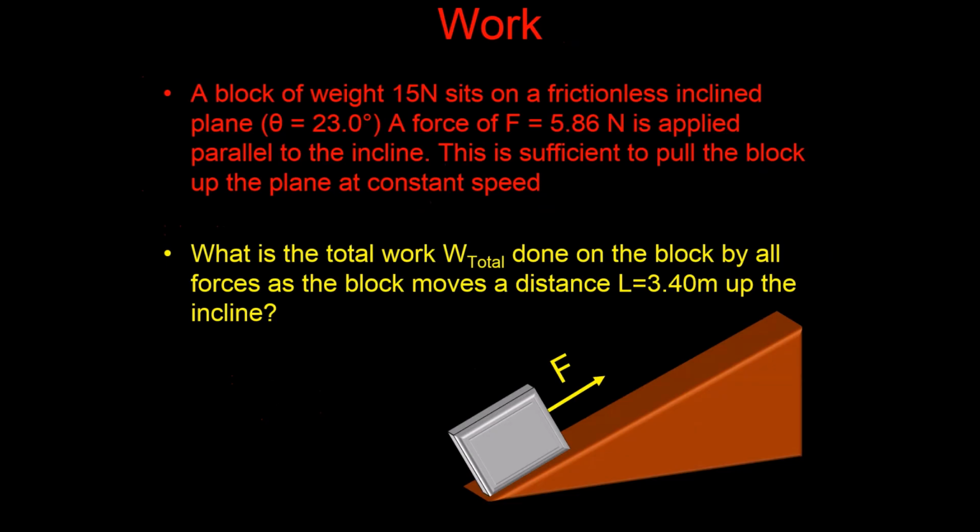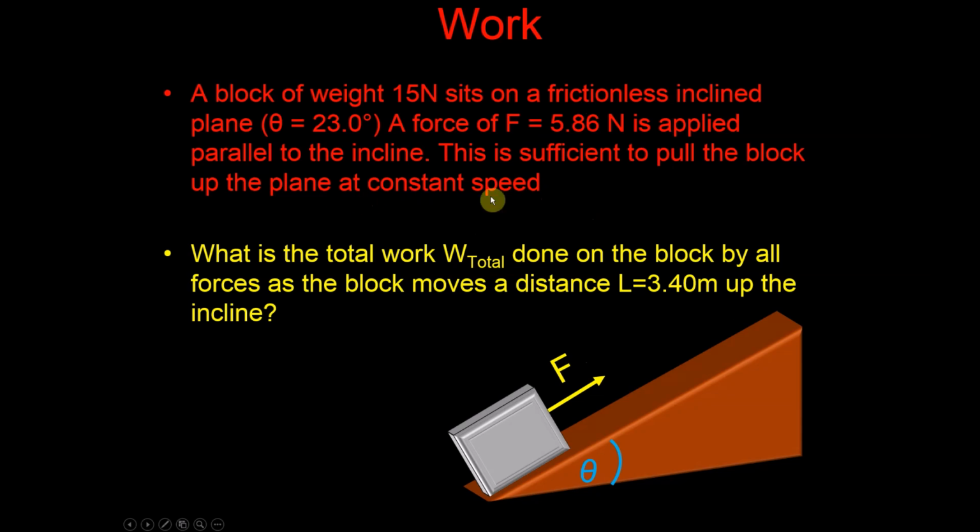So let's take a look at a couple of problems. Here we have a block. It has a weight of 15 newtons, so remember, this is already mg. It's sitting on a frictionless inclined plane, I know it's unrealistic, but we're going with it, with a theta of 23 degrees. A force F, essentially from a rope or some other device, is applied to this block parallel to the incline, so in the block's x direction, of 5.86 newtons. That's sufficient to pull the block up the plane at constant speed.